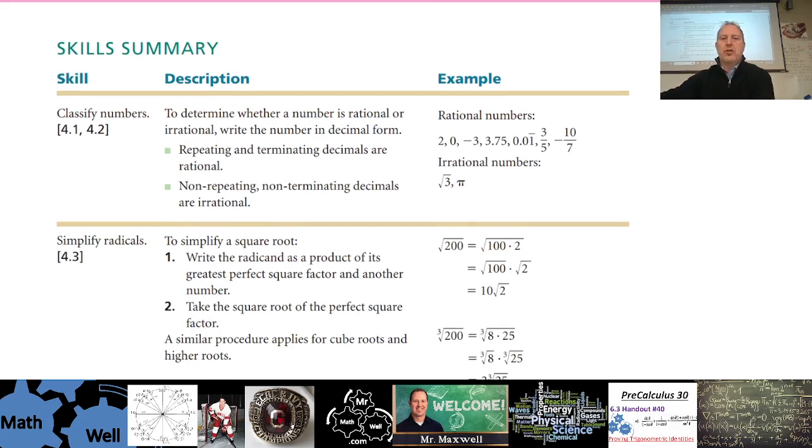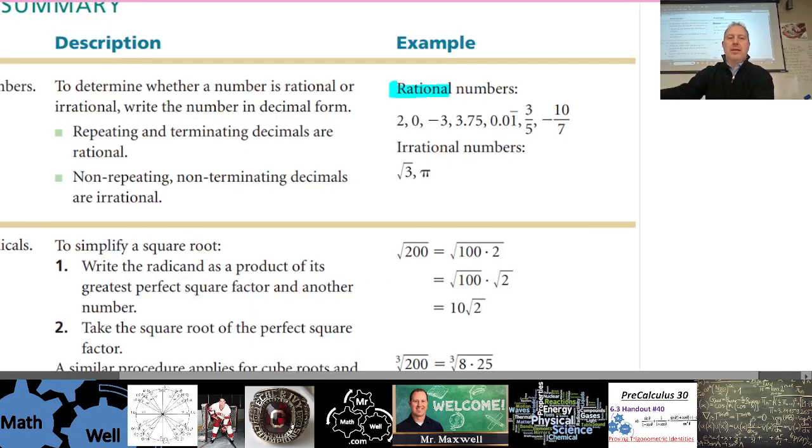In section 4.1 and 4.2, what we did was we classified numbers. We talked about what rational numbers were. Rational numbers are numbers that can be written as a ratio of two integers, okay? And what you want to focus on for rational numbers is repeating or terminating decimals are rational. So 2 is just a regular old terminating decimal. Terminating means it stops, okay? 3.75, it stops after the 5, okay? If it repeats, like 0.01 repeating, that is also a rational number, can be written as a ratio of two integers, and any fraction that you see obviously is a ratio of integers.